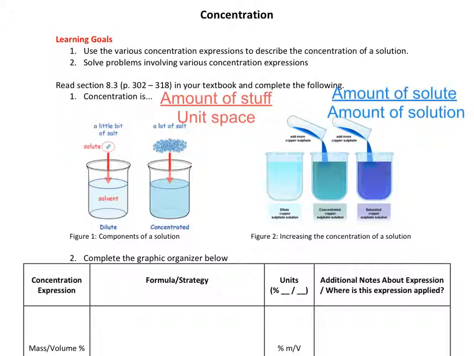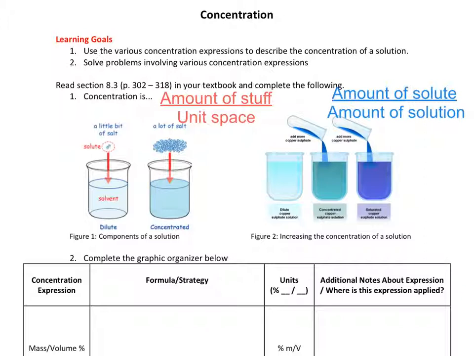To put it simply, concentration is the amount of stuff in a given volume or in a given space. But we can use terms that are maybe a little bit more technical than that, and so we're going to talk about the amount of solute per amount of solution. And so concentration is the amount of solute, which is the stuff, in a given amount of solution.